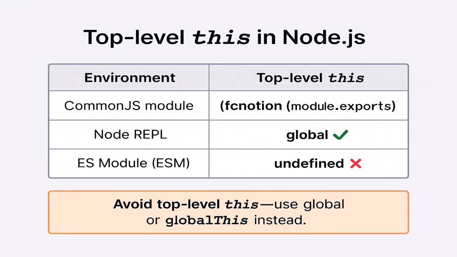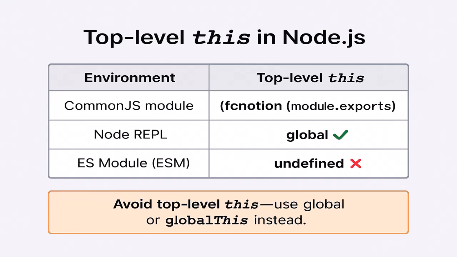So for Node.js, if you're ever unsure what this is pointing to, just log it. And remember, in Node.js, top level this is almost never the global object unless you are in REPL. In normal files, use global or globalThis when you need the true global scope.